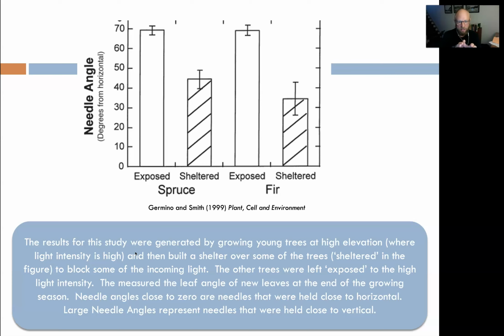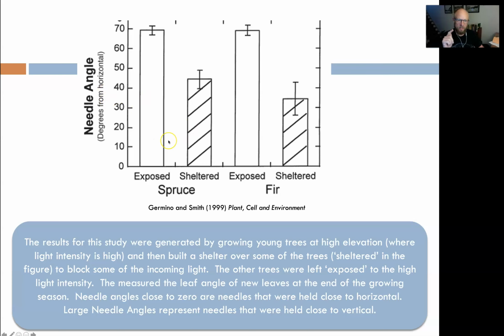So what we have here is two different species of trees, a spruce on the left and a fir on the right. So these are both trees growing at fairly high elevations. And on the y-axis, we have needle angle, and this is the degrees from horizontal. So if it's a lower number, it's growing more like this. And if it's a high number, it's growing more vertically.